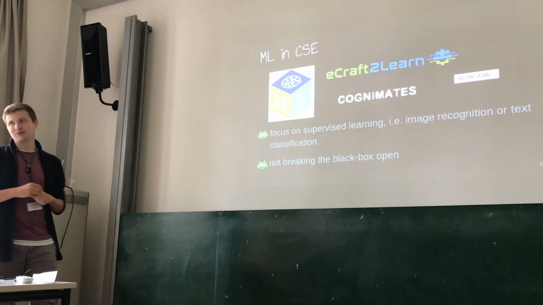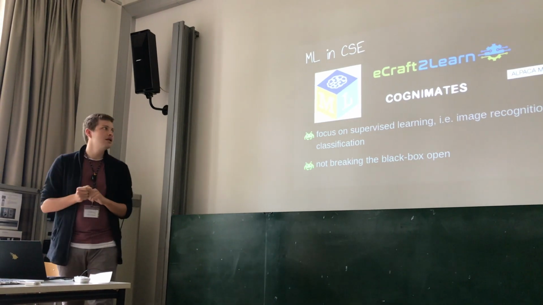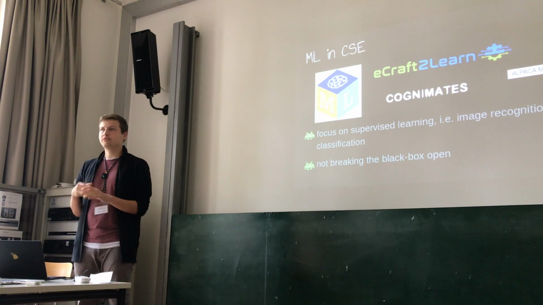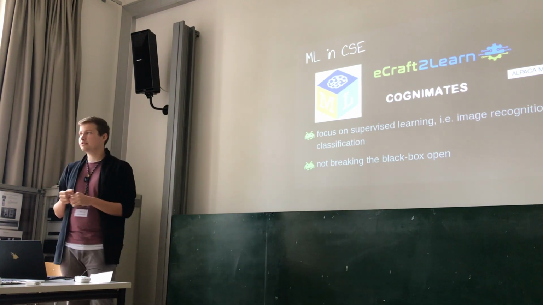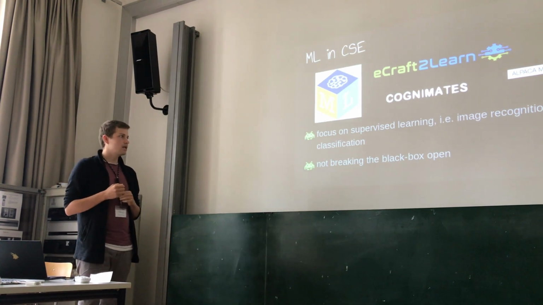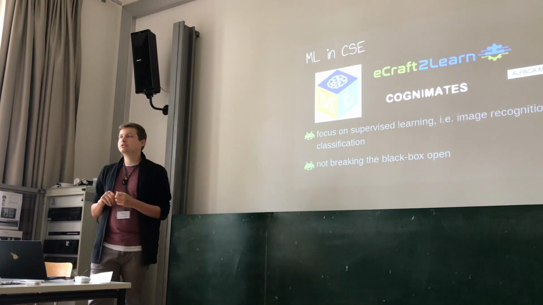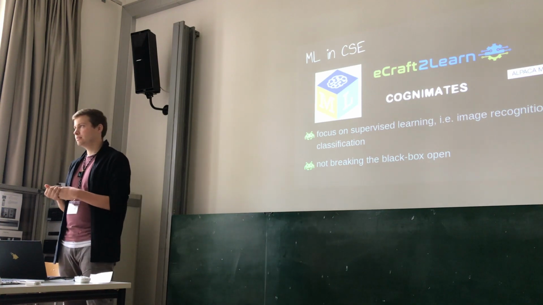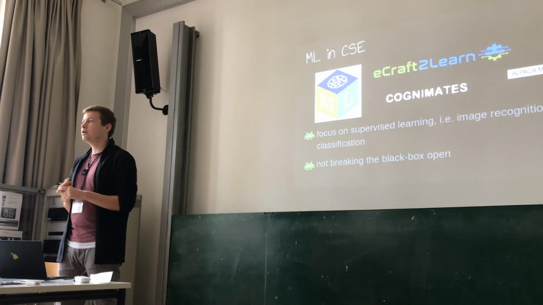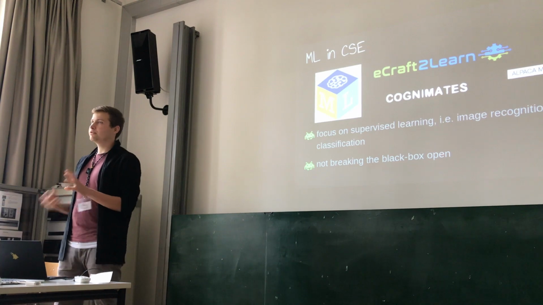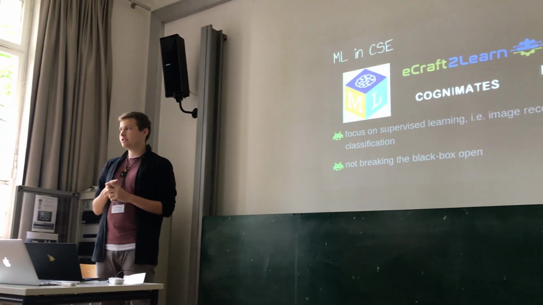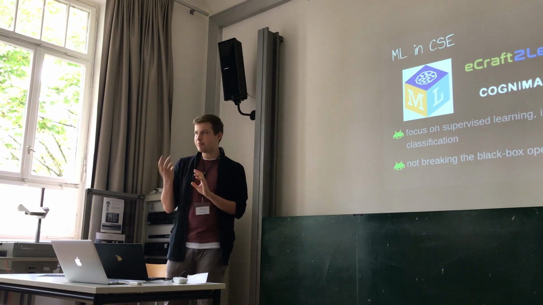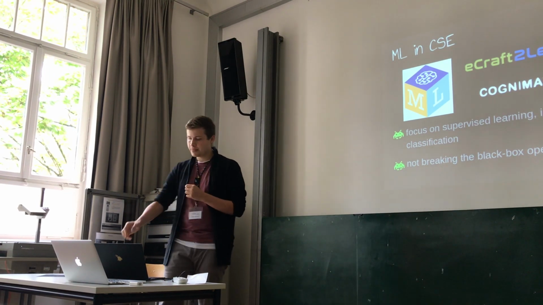But we made two observations. First of all, these approaches focus on supervised learning, text recognition, image recognition, stuff like this, and classification, and they are not focusing on breaking open the black box. So as we just saw, you use TensorFlow and can do really awesome stuff with it, but we want to look into the black box. How is the actual learning happening? How does a computer learn?